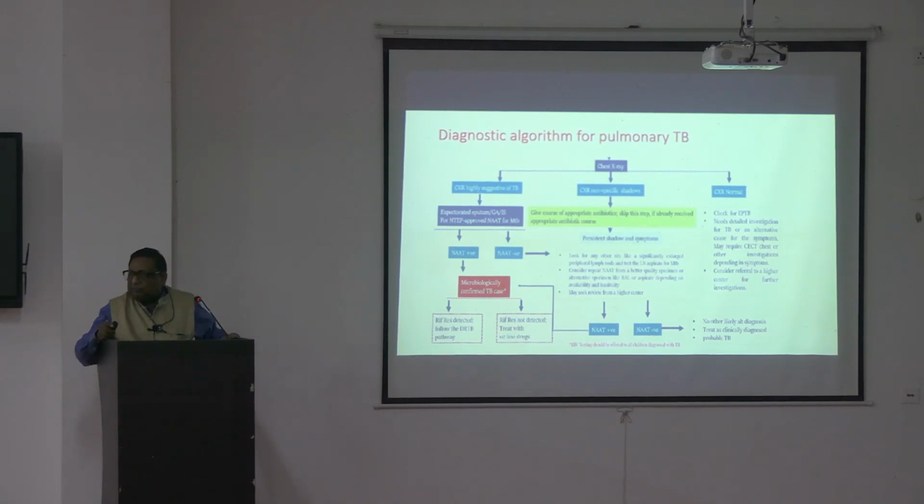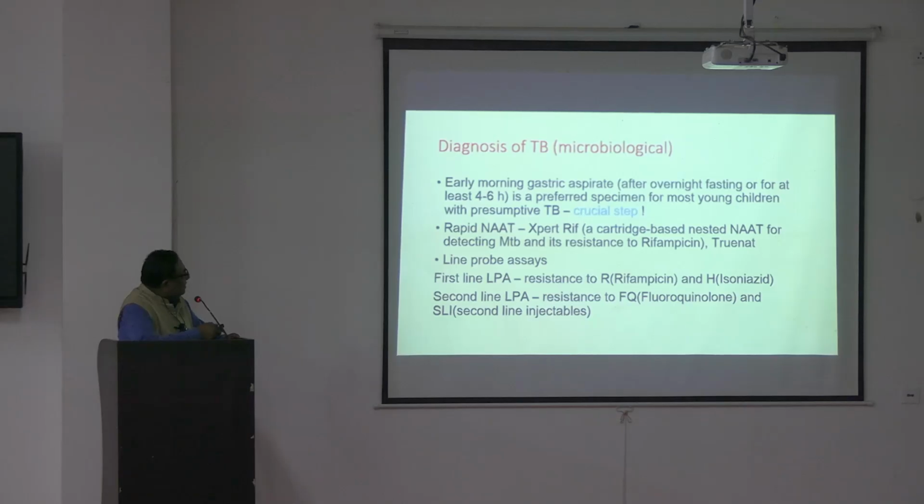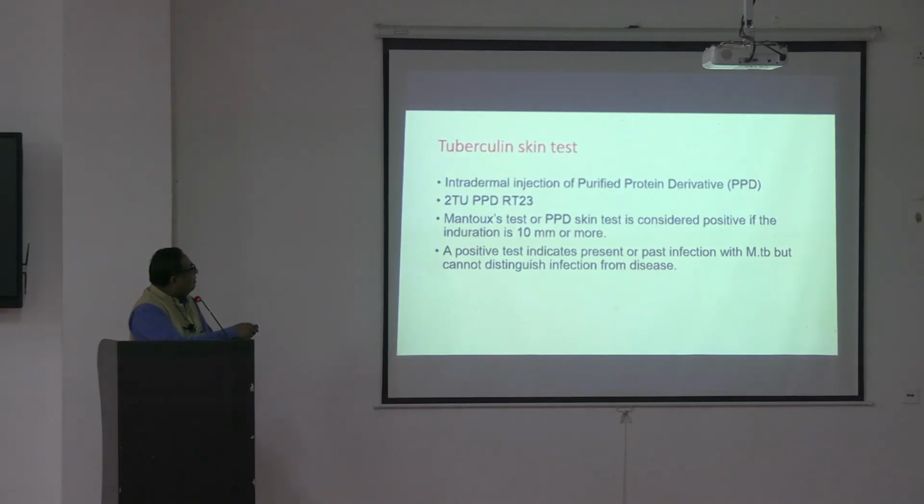We don't do LPA much for diagnosis, because LPA is done for drug sensitivity. For first line drugs like rifampicin, and second line drugs like quinolones and injectable streptomycin, we check with LPA. So: early morning gastric aspirate, CBNAAT, and line probe assay. First line LPA shows resistance to rifampicin and isoniazid; second line LPA shows resistance to fluoroquinolones and second line injectables. What are the injectables you use?